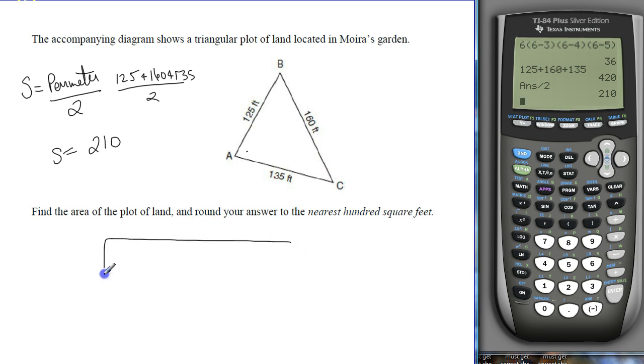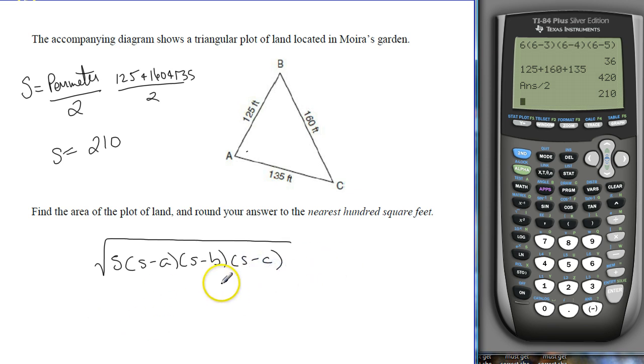Big radical. Now, they do not give you this formula. So this is a formula you'd have to memorize. It actually comes in handy when you're doing problems like this. If not, then you're going to do the law of cosines and an area formula. So it is what it is. So remember the formula was S, parentheses, S minus A, S minus B, S minus C.